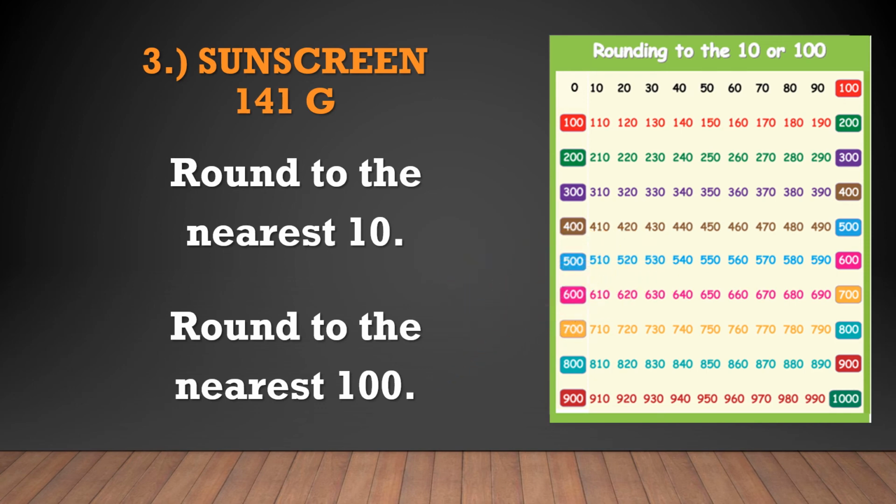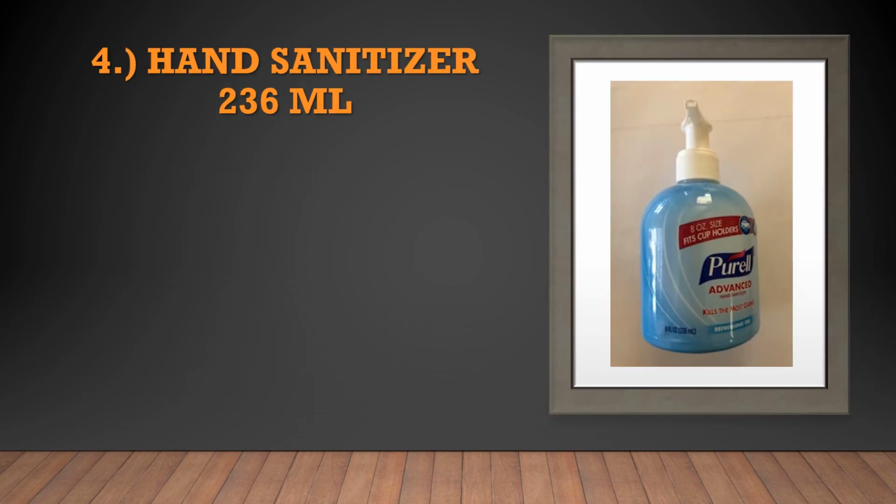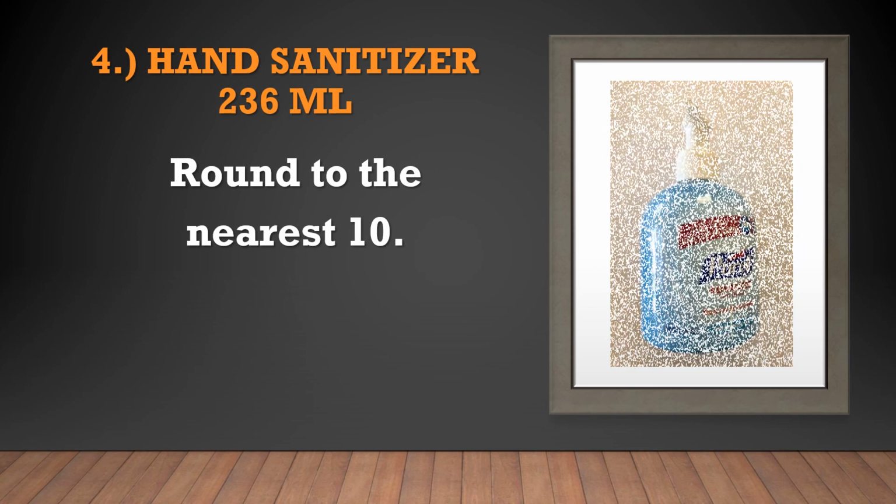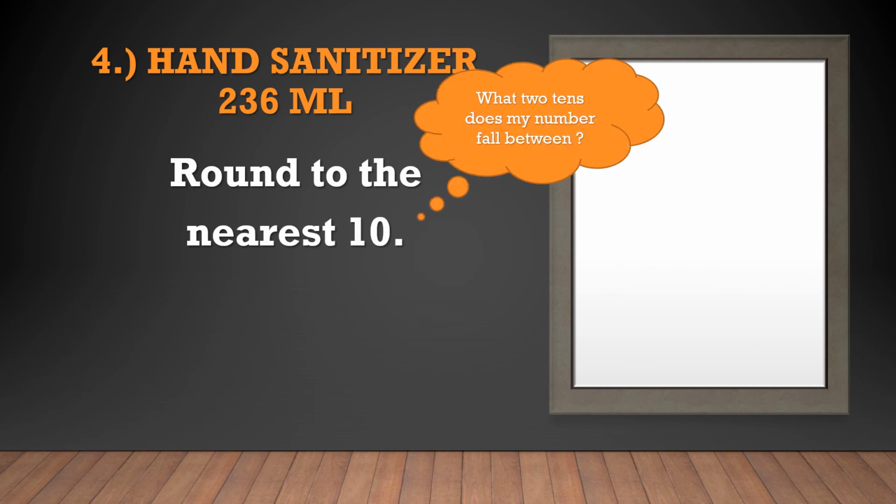Let's go on to our fourth object. Our fourth container is hand sanitizer. Hand sanitizer contains 236 milliliters. Remember, you're going to round to the nearest 10 first by asking yourself this question, what two tens does my number fall between?